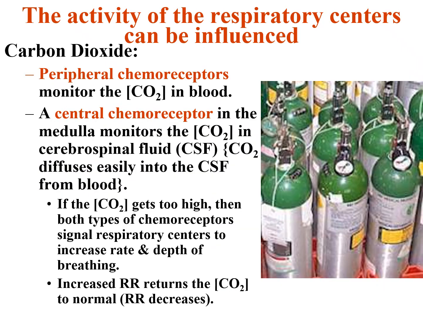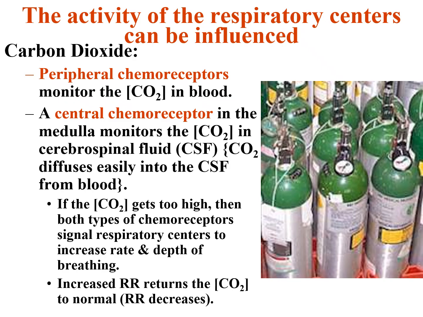The carbon dioxide level can also influence these respiratory centers. For example, we have those same peripheral chemoreceptors. They can detect not only the oxygen concentration, but they can also monitor the carbon dioxide concentration within our blood. And then there is also a central chemoreceptor within the medulla, which monitors the carbon dioxide concentration in our cerebrospinal fluid. Now, carbon dioxide diffuses very readily into our cerebrospinal fluid from our bloodstream.